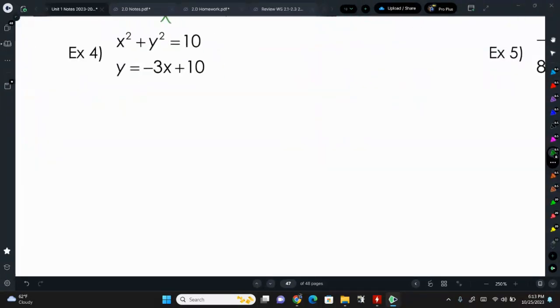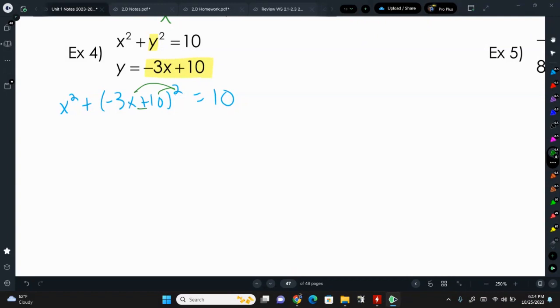Example 4. This one is where it starts to get a little messy. We already have y by itself, so we're going to substitute that in. So x squared plus, instead of y squared, it's going to be negative 3x plus 10 squared. Notice I put that all in parentheses because that's what y is equal to. All right? We cannot distribute the squared into the parentheses because there's a plus sign in the middle of them.